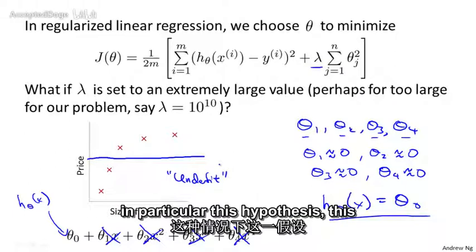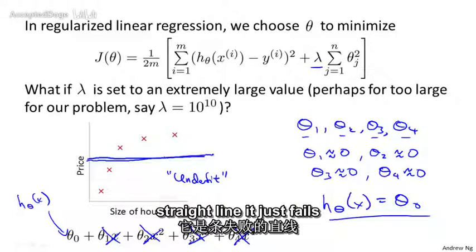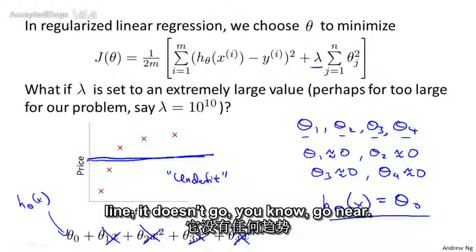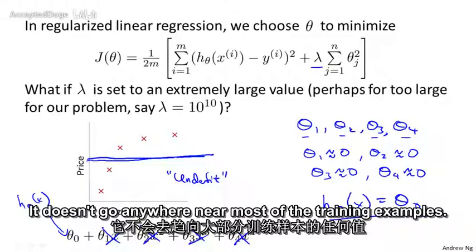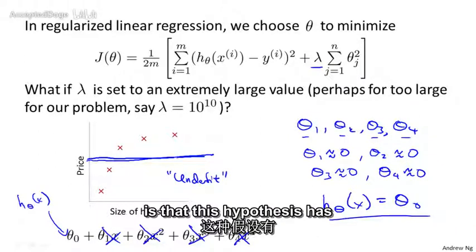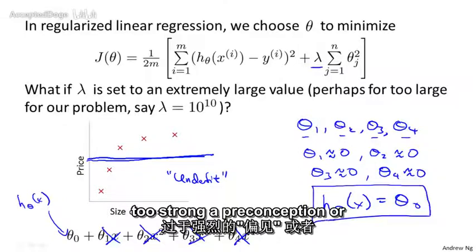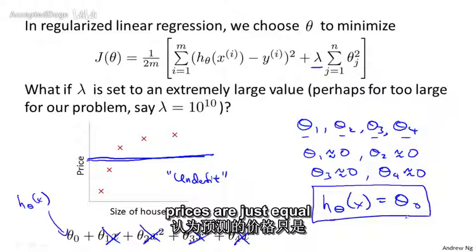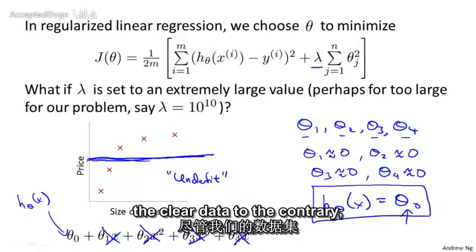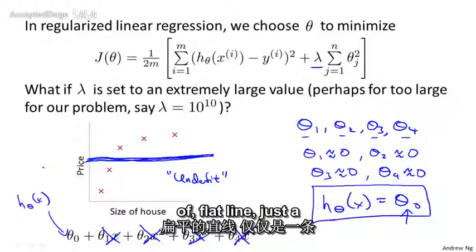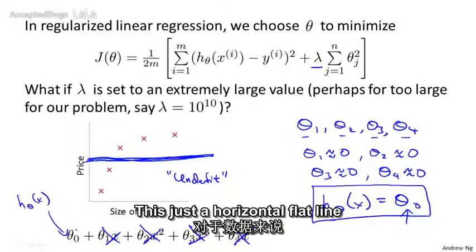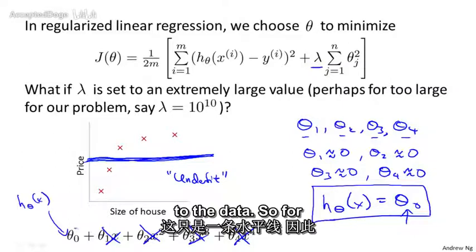In particular, this hypothesis, this straight line, just fails to fit the training set well. It's just a flat straight line. It doesn't go anywhere near most of our training examples. Another way of saying this is that this hypothesis has too strong a preconception or too high a bias that housing prices are just equal to theta 0. Despite the clear data to the contrary, it chooses to fit just a horizontal flat line to the data.